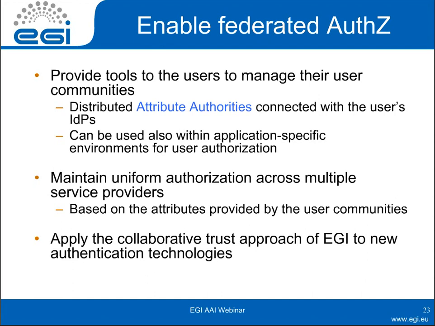These tools are used not only by the EGI services, but are already used by many communities for their internal organization to access documents, to access databases, etc. So in this way, our plan is to use the same attribute authorities or the same technology that the users are already using, also in EGI. This will allow us to maintain uniform authorization across multiple service providers based on the attributes provided by the user community. Again, this is how we are doing it now with X509 certificates.